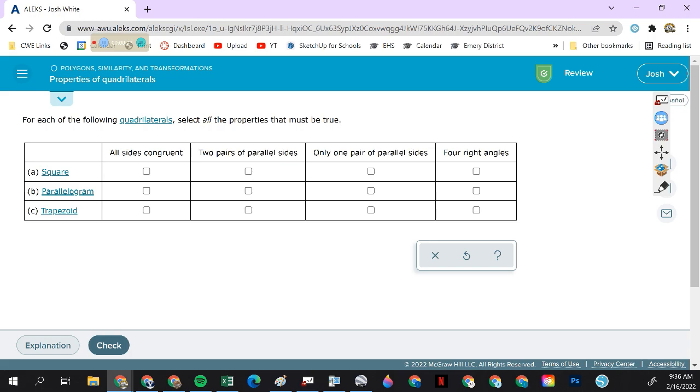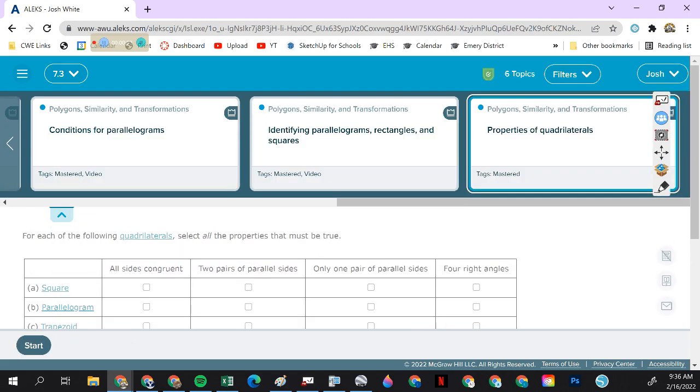So in a square, are all sides congruent? Yes. Does a square have 2 pairs of parallel sides? Yes. Does a square have only 1 pair of parallel sides? No. It has 2, and using the word only turns it into a trapezoid. And does the square have 4 right angles? Yeah. All right, next one.